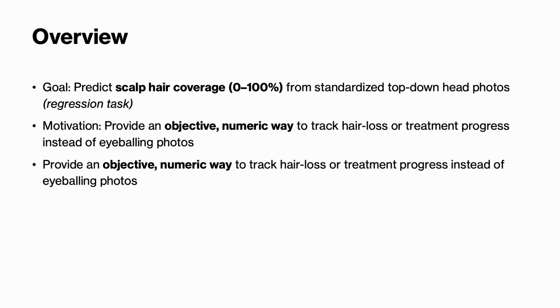What if we could just hand a phone to a patient, take a top-down photo of their scalp, and get back a precise number, like 72% hair coverage, down from 78% 6 months ago? That's the goal. We're framing this as a regression problem. Predict a single scalar label, hair coverage percentage from 0 to 100, directly from an RGB image. Hair loss is then just 100 minus that number.